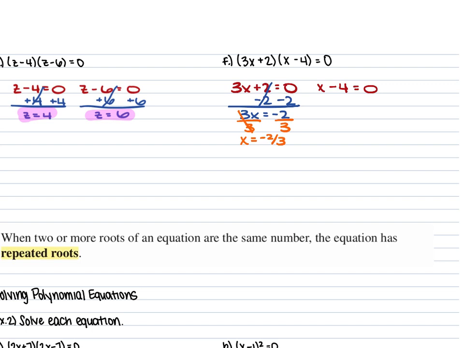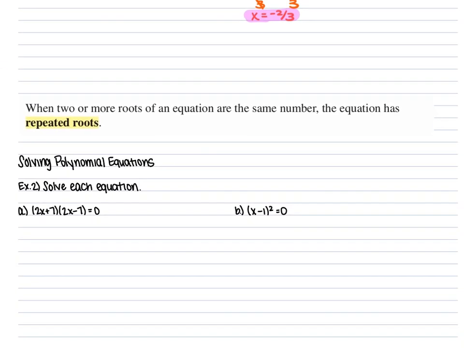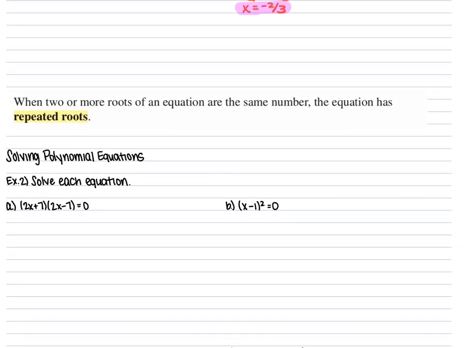For the x minus 4 is equal to 0, we just add the 4 to each side, and we get that x is equal to 4. So again, two solutions, x is equal to negative 2 over 3, and x is equal to 4. With our next section, we're working with repeated roots.